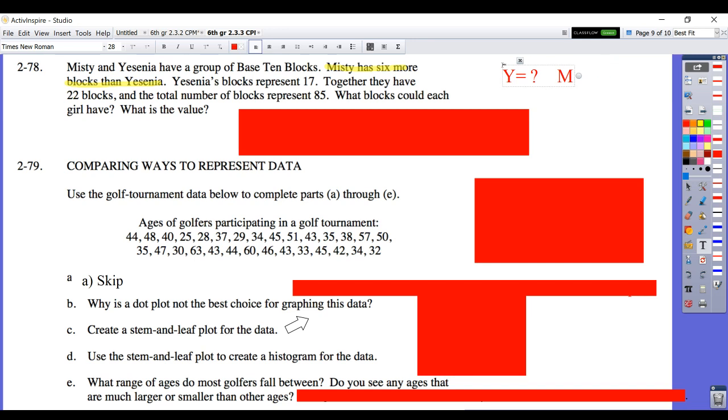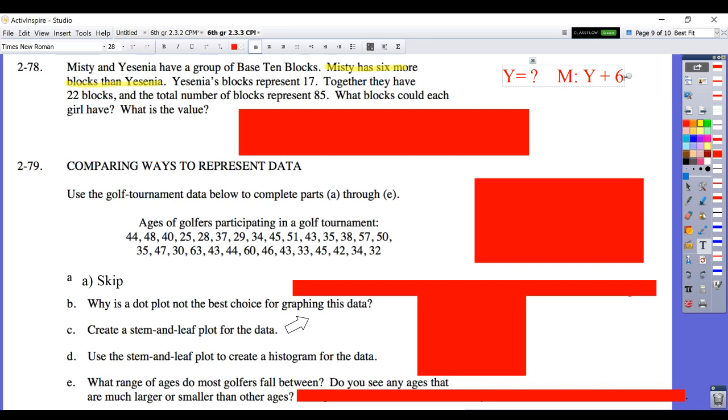Okay. So Yesenia plus 6, or the unknown plus 6. We know Yesenia's blocks represent 17, and together they have 22. Well, we said Yesenia could either have 17 ones, or she could have a 10 and 7 ones. Well, she can't have 17 ones, because if she has 17 1 blocks, then Misty would have 17 plus 6, which is 23. And when you add those together, that's definitely going to be larger than 22 total blocks.